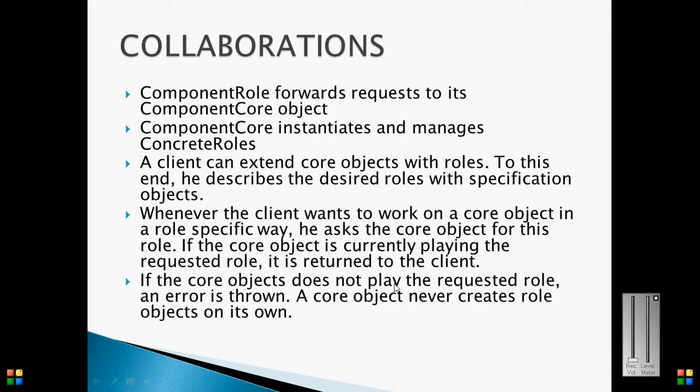Collaborations. Component role forwards its request to the component core object. Component core instantiates and manages concrete roles. A client can extend the core objects with roles. To this end, he describes the desired roles with the specification objects. Whenever the client wants to work on a core object in a role specific way, he asks the core object for this role. If the core object is currently playing the requested role, it is returned to the client, or else it throws an error.